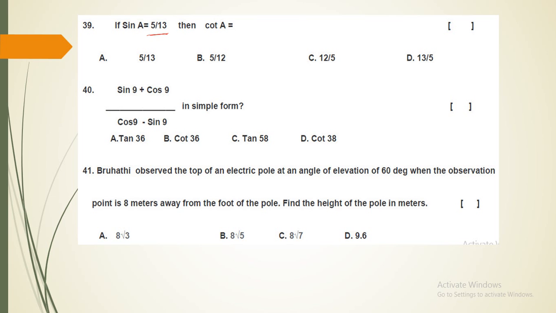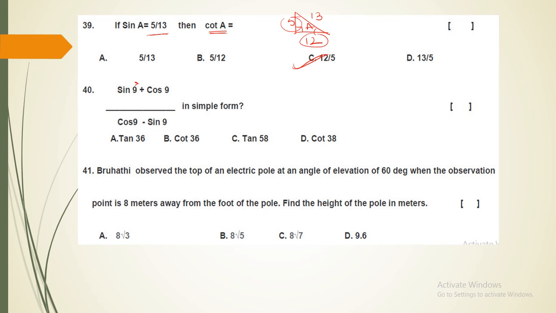So sin A is equal to 5 by 13. When I draw the figure, this is angle A, right angle, so 5 by 13 is opposite by hypotenuse, so obviously this is 12. Cot A means adjacent by opposite, so adjacent by opposite means 12 by 5, so the answer is 12 by 5.